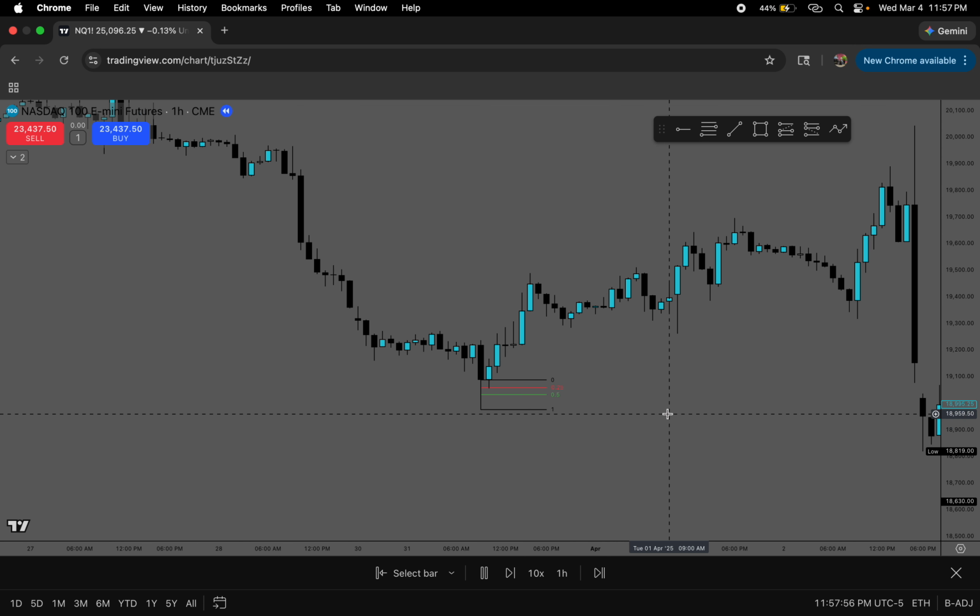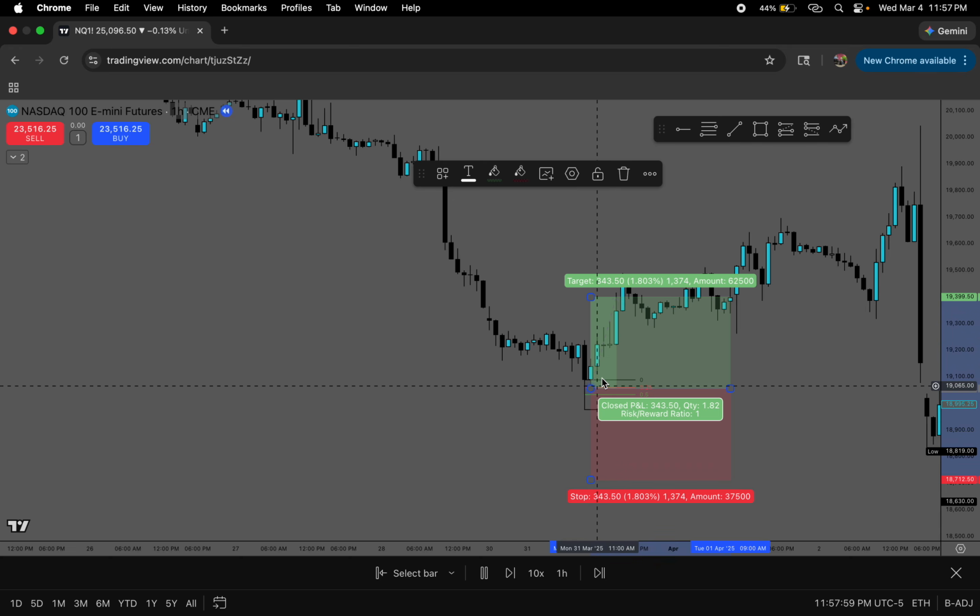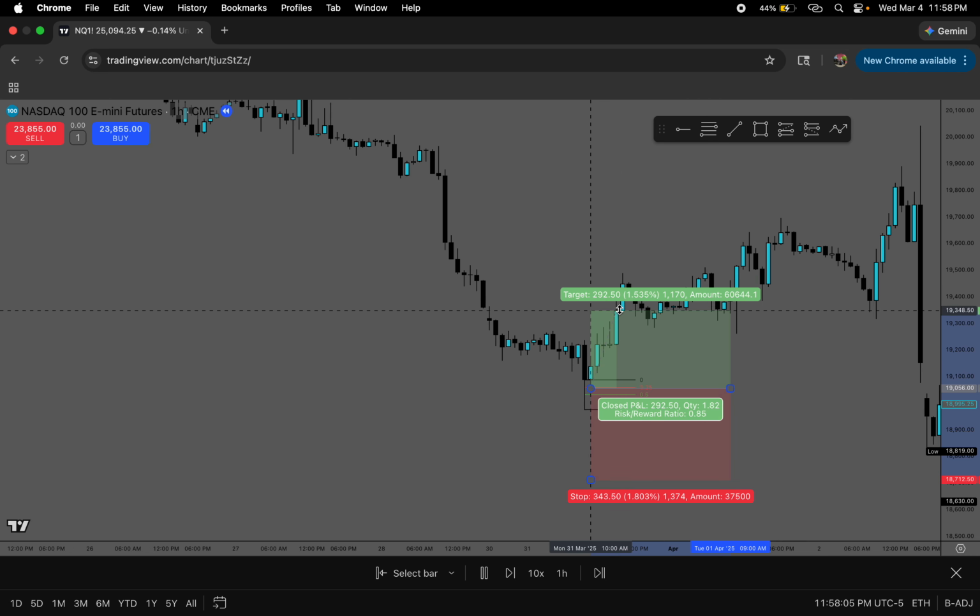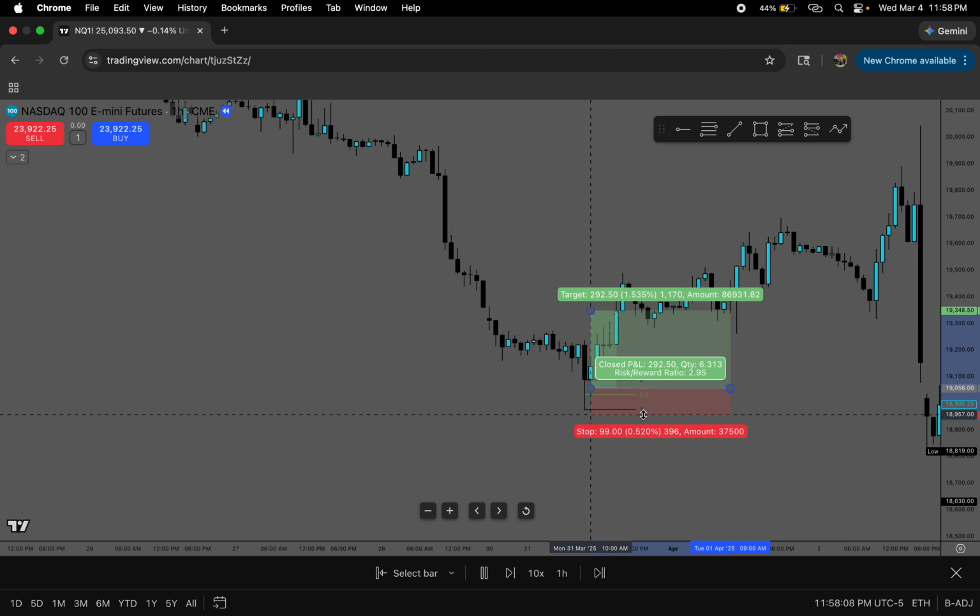Boom. 10 a.m. This was literally the whole trading day, just off of an entry like that.